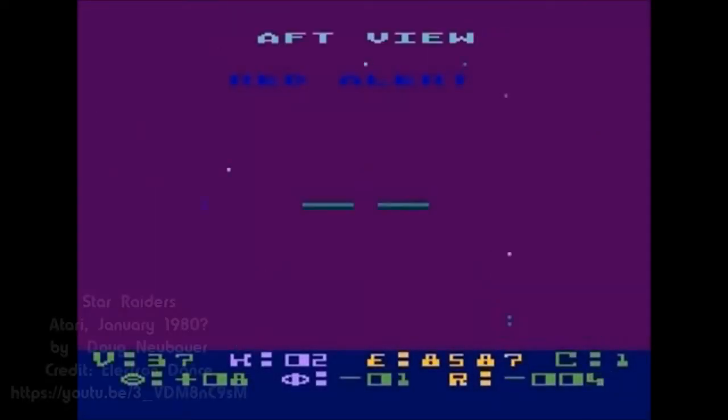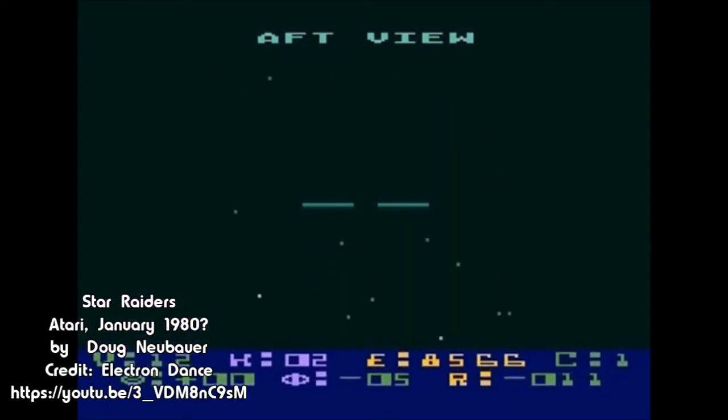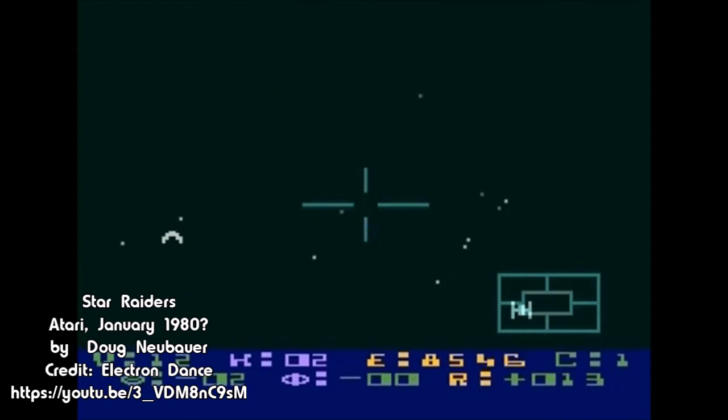Unfortunately, it's easy to compare it against what came later, and the simplicity of Starship pales before the highly influential Star Raiders, released 2 years later on the Atari 8-bit computer line.